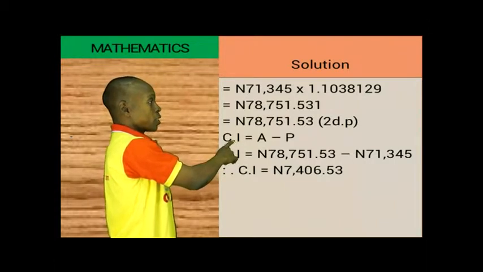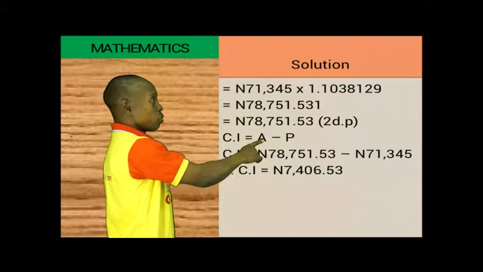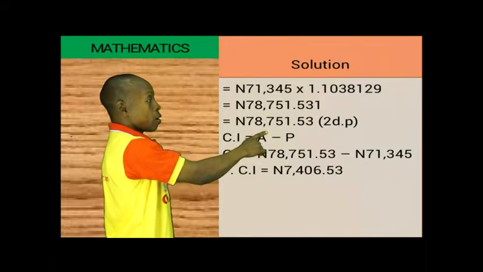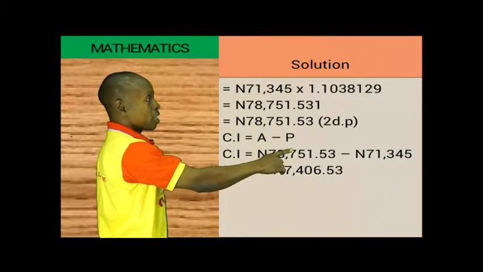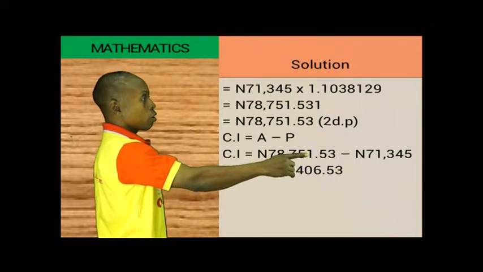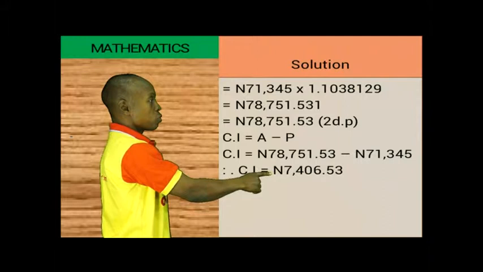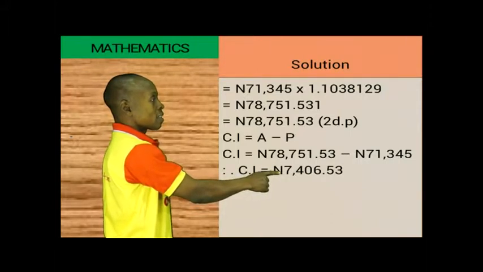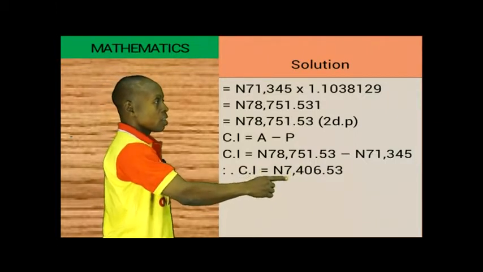Now we want to get the compound interest. The compound interest will be amount minus principal. We've gotten the amount to be 78,751 naira 53 kobo. So this is what you have written here. Then the principal is already given, 71,345 naira. If you subtract the two, find the difference between the two, you discover that the compound interest in this case will be 7,406 naira 53 kobo.